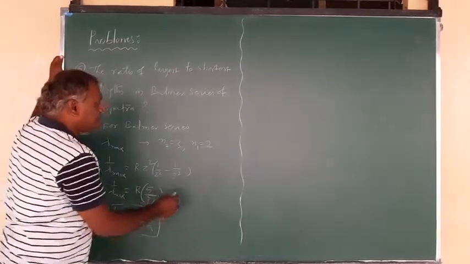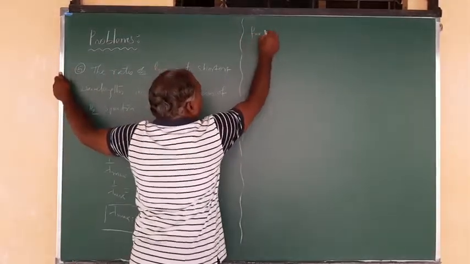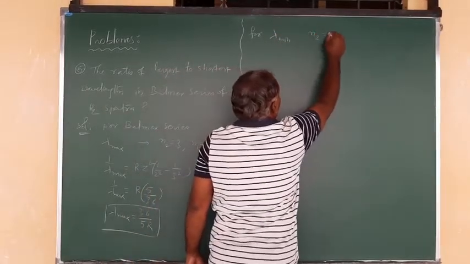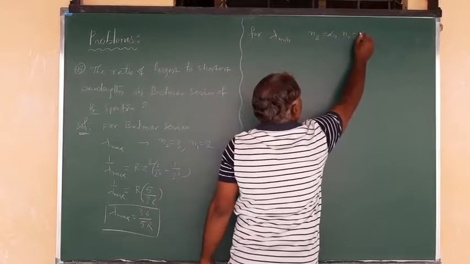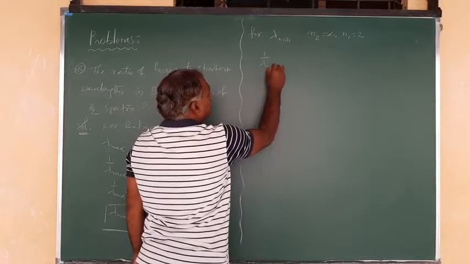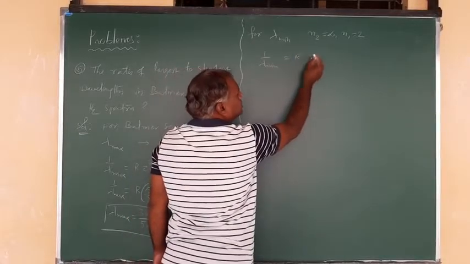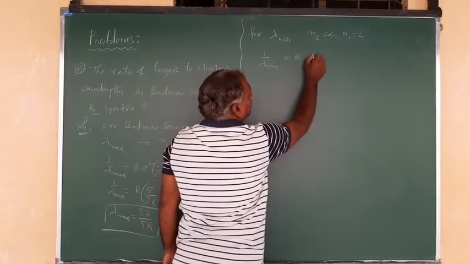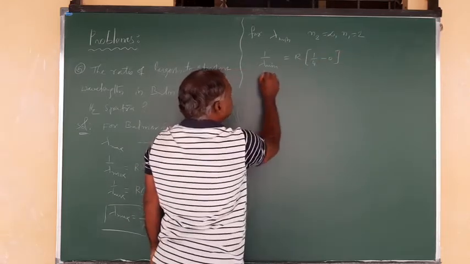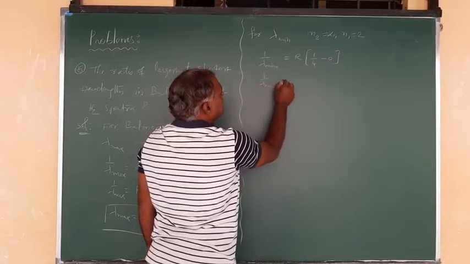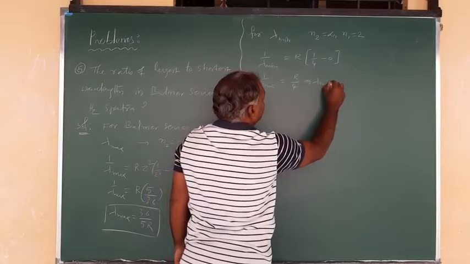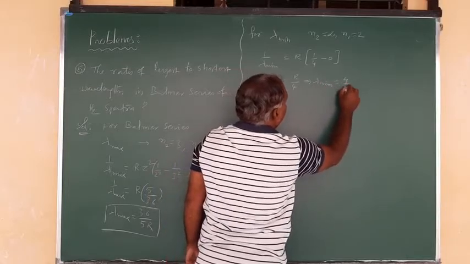Similarly, for lambda minimum, n2 should be infinity and n1 is as it is, that is 2 itself. So now again you calculate 1 by lambda minimum. You can write R Z square into 1 by 4 minus 0. So 1 by lambda minimum is R by 4. From this, lambda minimum is 4 upon R.